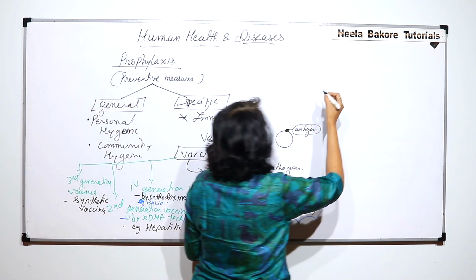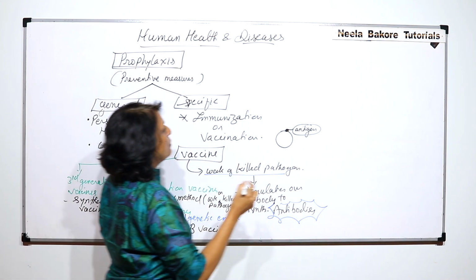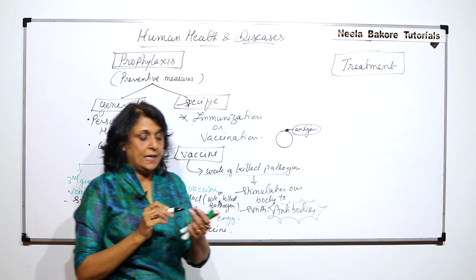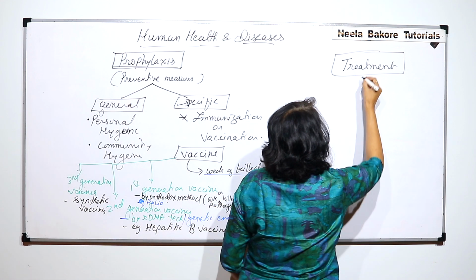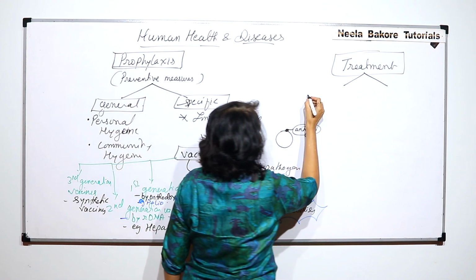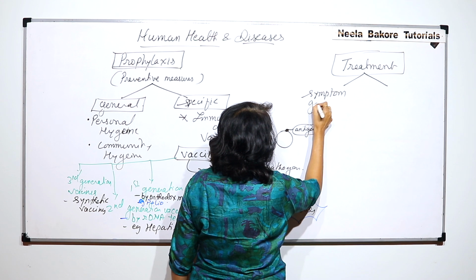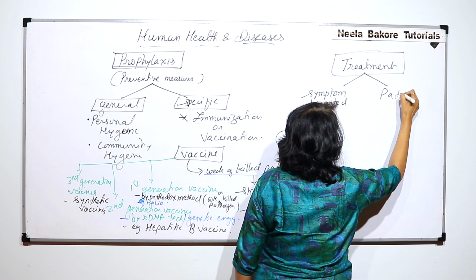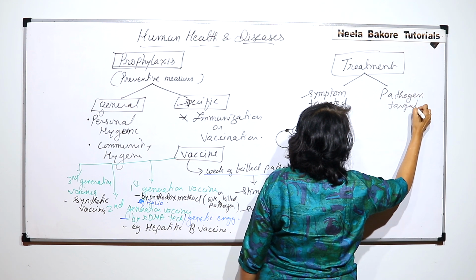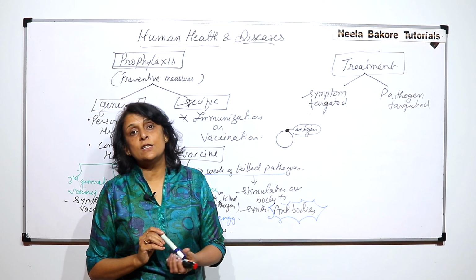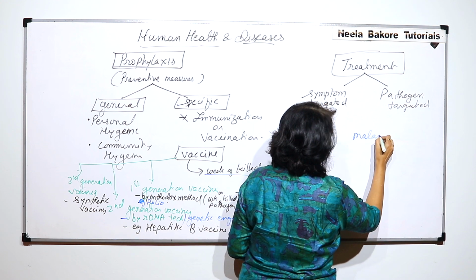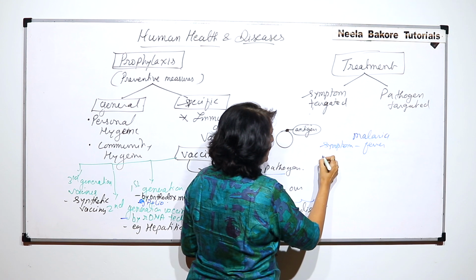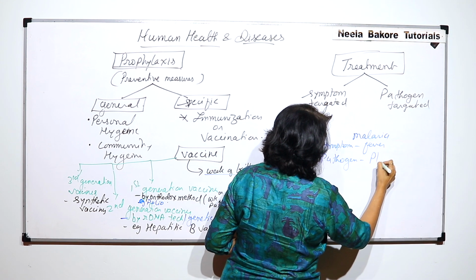The second important term that we want to talk about is treatment. So if a person gets a disease, then what kind of treatment is there? Now this treatment is categorized into two heads. One, it is symptom targeted, or it can be pathogen targeted. The best example to understand this is malaria. In malaria, the symptom is fever and the pathogen is Plasmodium.